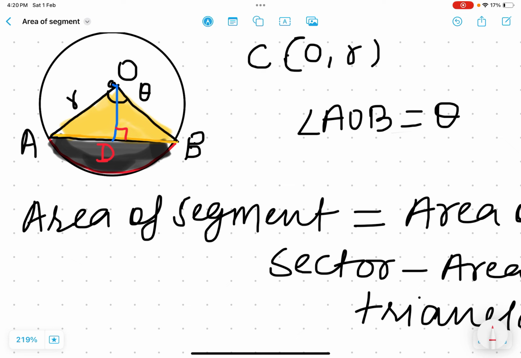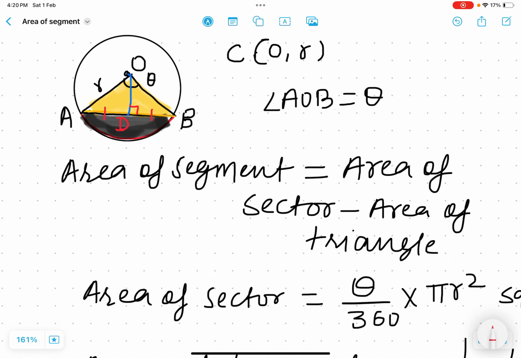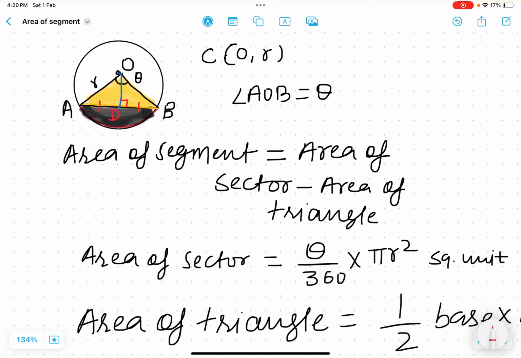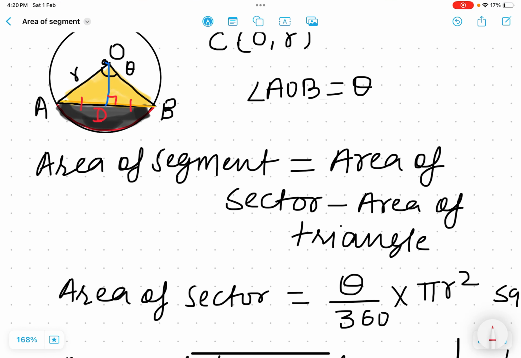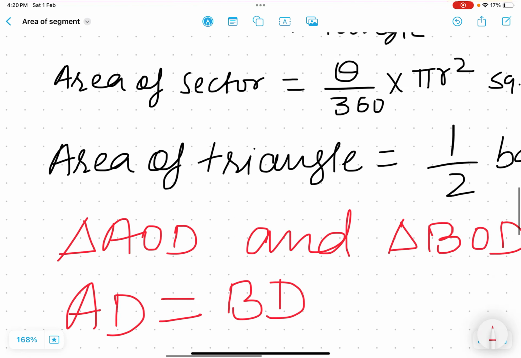So OD is a line that is passing through the center of the circle, and it is also perpendicular to the chord AB. So of course it will bisect the chord AB, isn't it? This is the theorem you might have studied in class 9th. Again I am repeating it: when you draw a line passing through the center of the circle, and if that line is perpendicular to the chord, that line will bisect the chord. So from that only I have written AD is equal to BD.